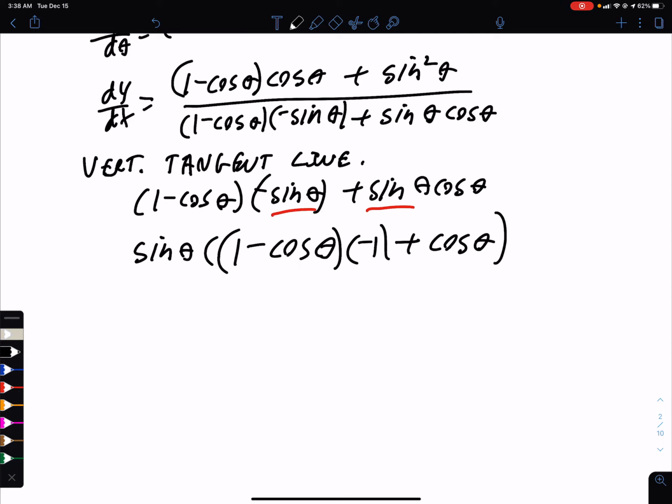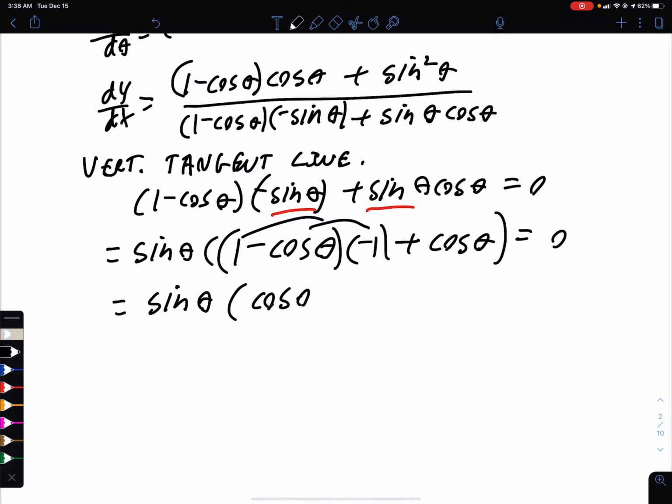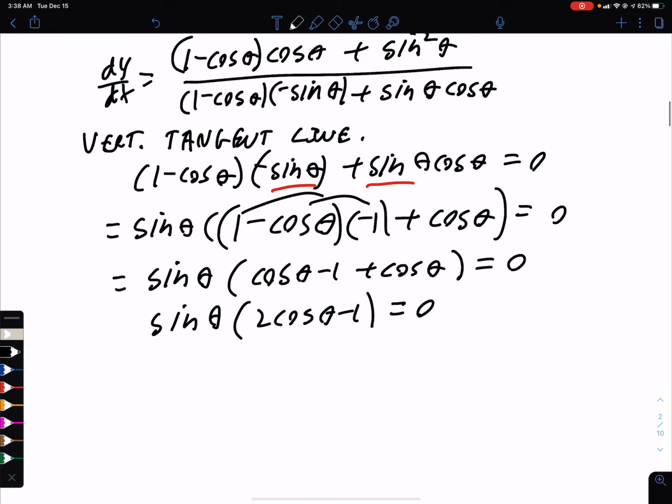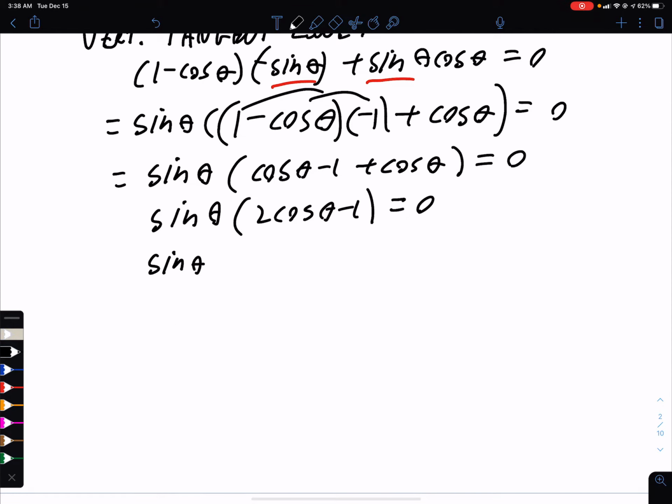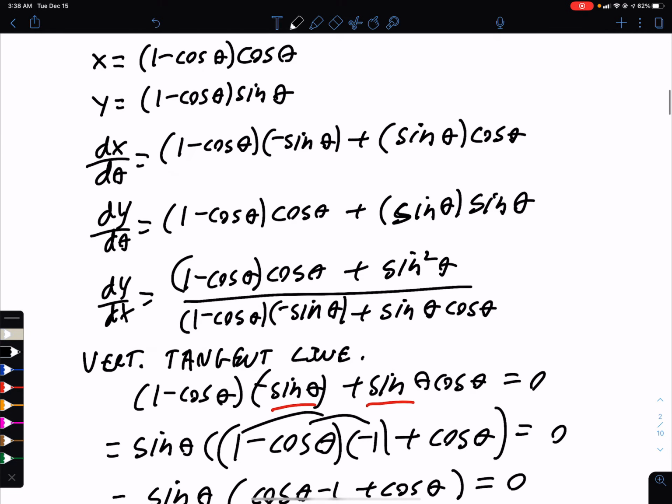I'm going to distribute, well, I'm going to set this equal to 0. I'm going to distribute this negative to both these. I'm going to get cosine theta minus 1 plus cosine theta. I get sine theta times 2 cos theta minus 1 equals 0. So I set each of these equal to 0. When does the sine theta equal 0? That's going to be at 0, pi, and negative pi. And that's my domain, so those work.